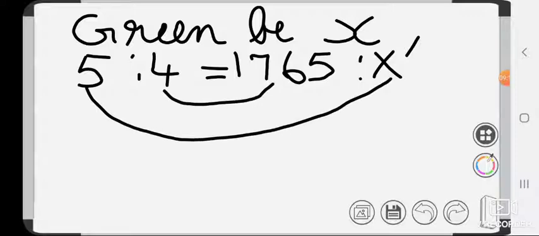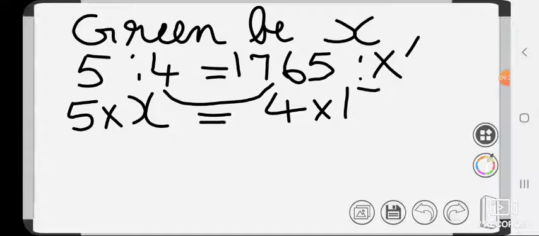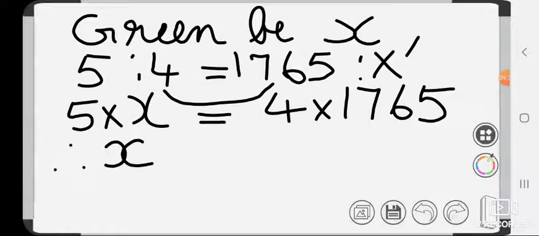See, that means 5 into x. Let us write 5 into x equal to 4 into 1765. How did we get this statement? Product of extreme is equal to product of mean. Therefore, the unknown value x we have to find. Let the x be on the left side. We can take this 5 to the other side of equal to. What does it become? Divided by 5.